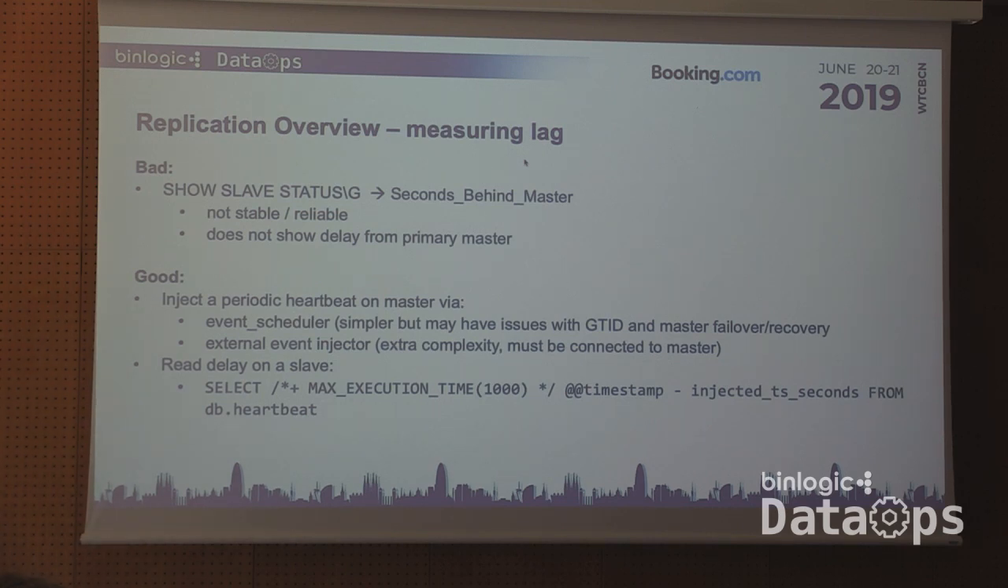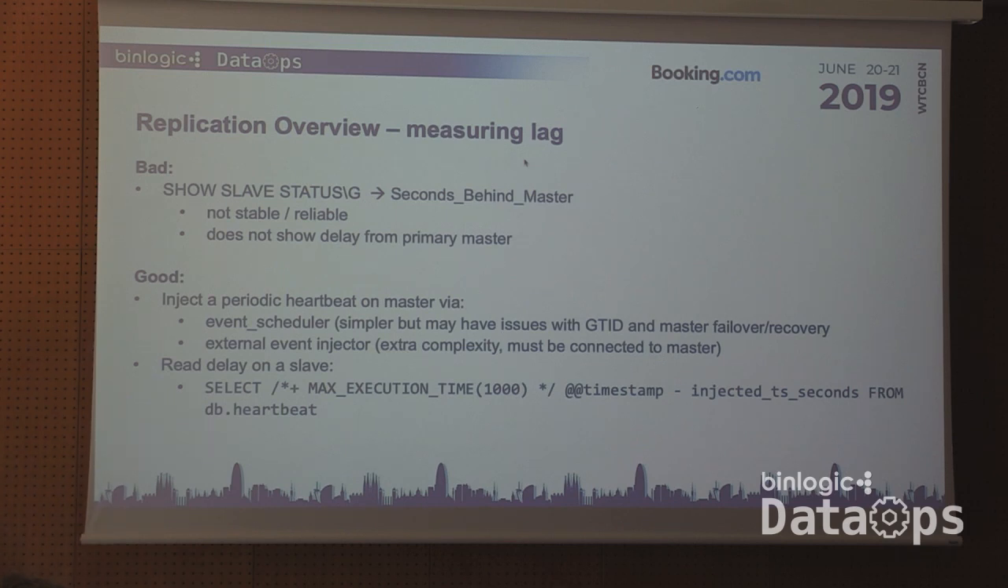So the best way to actually measure lag is to inject an event periodically into the upstream, top master, and then read the latest event that you can on the slaves. That tells you that the last event I've seen from the master is whatever period ago it was. You could inject very frequently. We still use the event scheduler, so there's no extra processing involved, and that just injects an event every second. The only problem is that the resolution of your replication delay is then at maximum 1 second away from the actual delay.